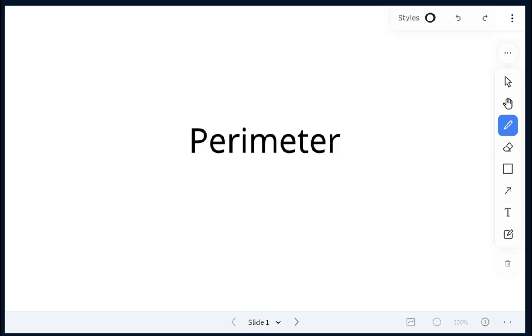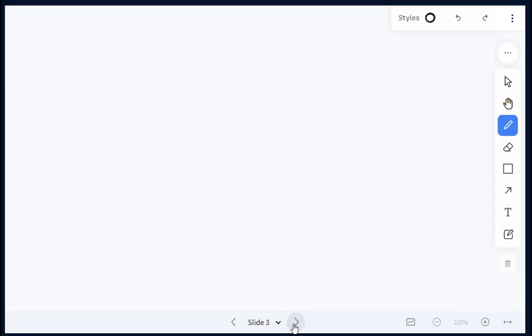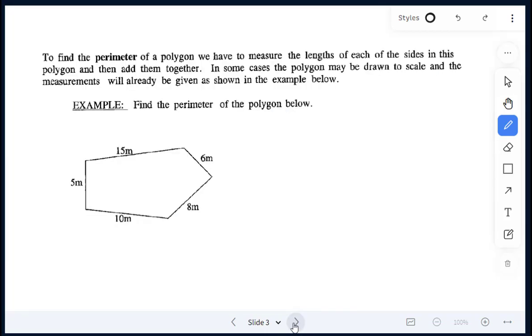Right, today's class we are looking at perimeter. So we just finished watching the Math Antics video on perimeter. So here we have our first example.